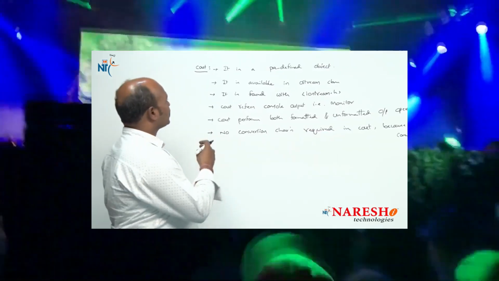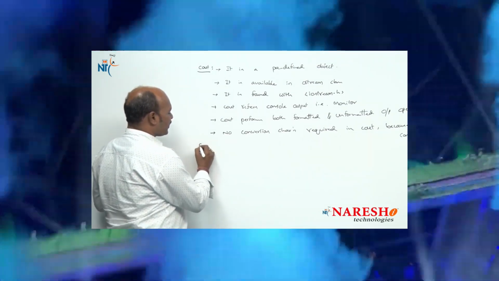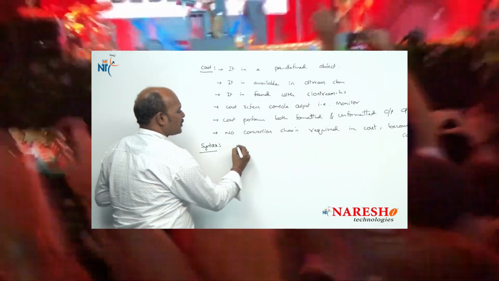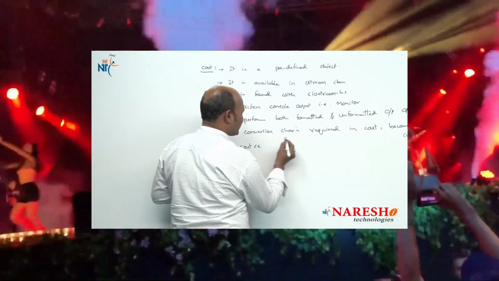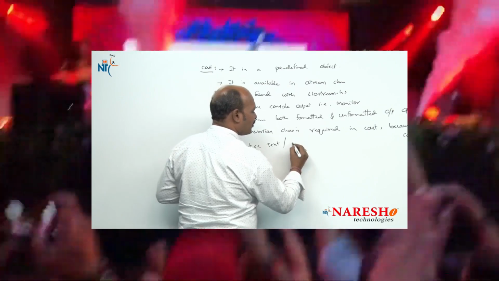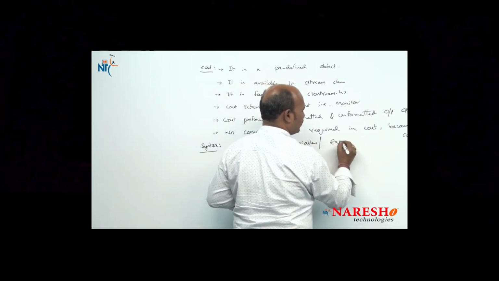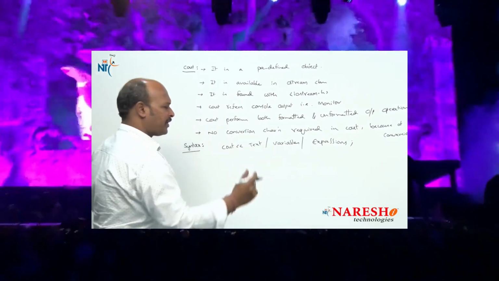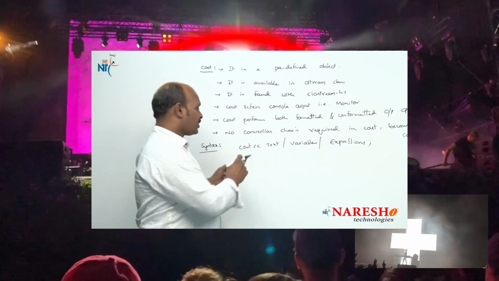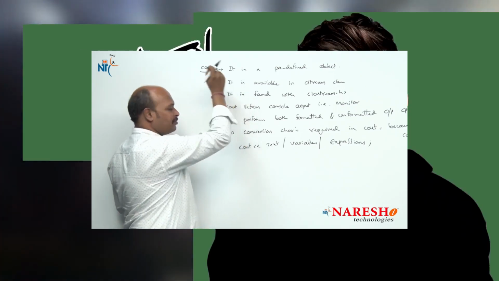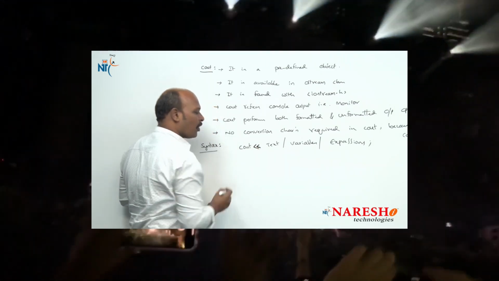Now, how is cout working? Now I'm giving the syntax: cout, then the less-than operator, next some text or variables or expressions. Like this we can write. For example, first of all we are going to discuss the example. Cout is the predefined object. Now the less-than operator is there. Now what is it called?